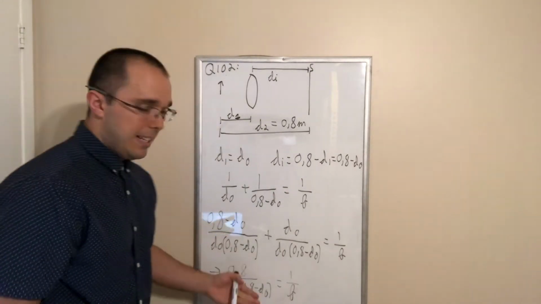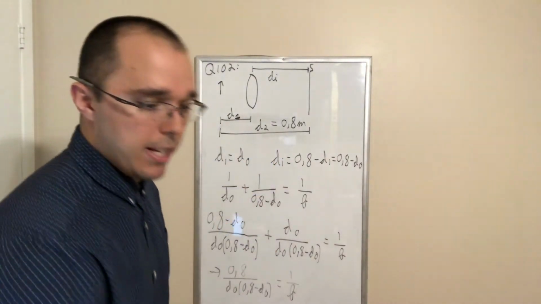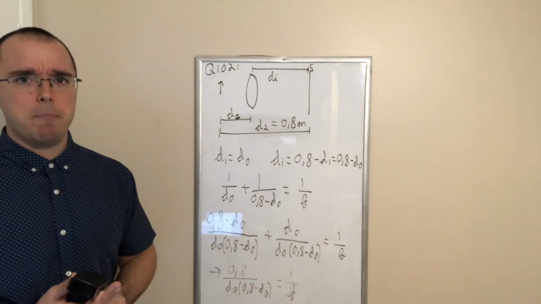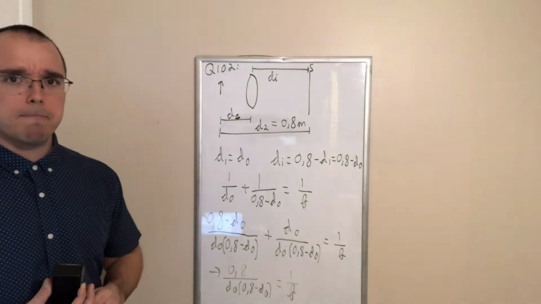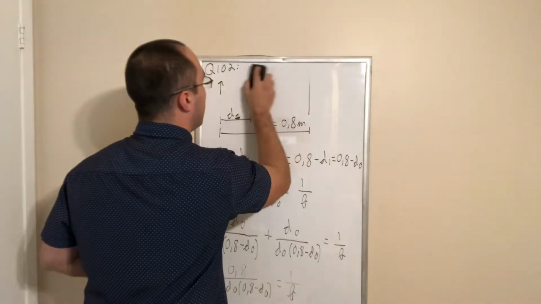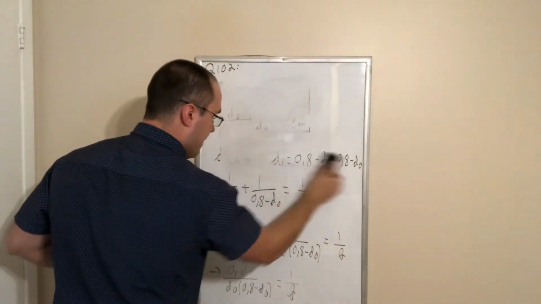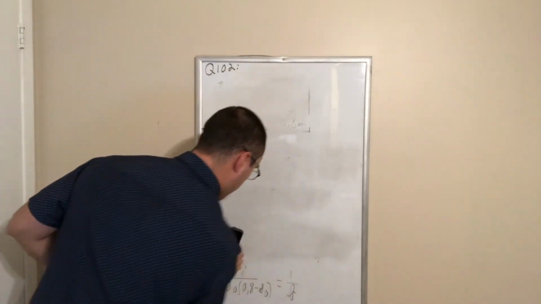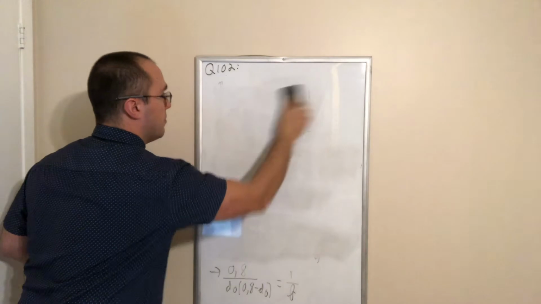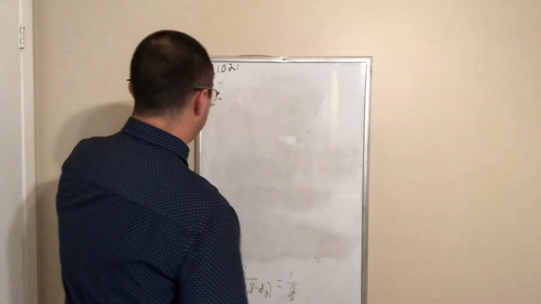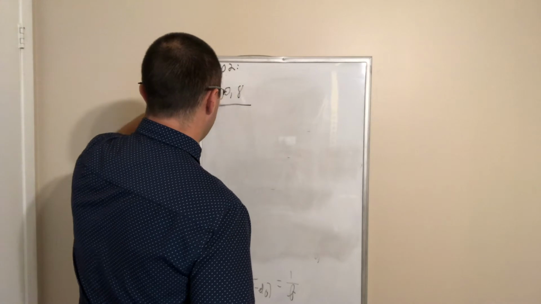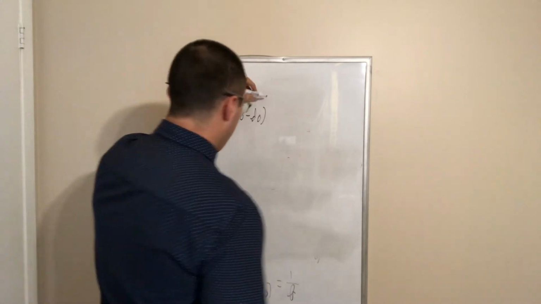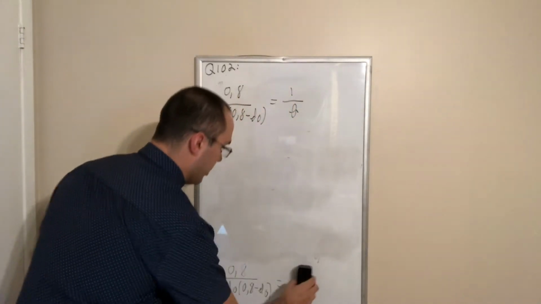All right. At this point, I need more room, so I'm going to start erasing all of this, giving you a second to pause the video, write down the relevant information, and then I'm going to erase to get more space. All right, so we need that formula over here: 0.8 divided by do times 0.8 minus do is equal to 1 divided by the focal length. Now we can erase that one.